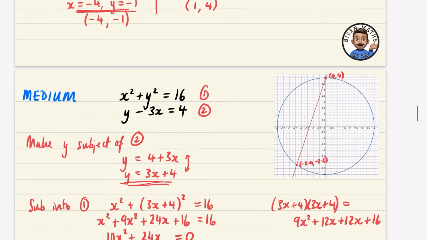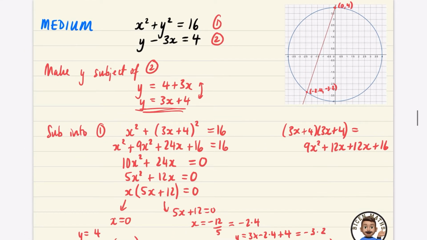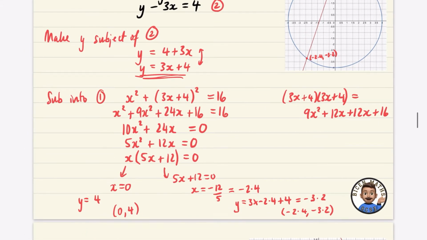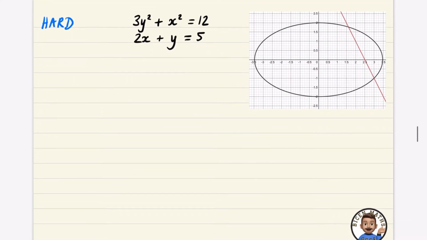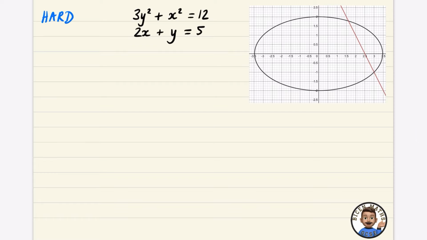So apologies for saying earlier on you needed the quadratic formula for this. You definitely do not need the quadratic formula for this one. This one I think we might do though. So this is a harder one. We have got the equation of an ellipse. This is the black part that we have here, and then a straight line that we have here as well.